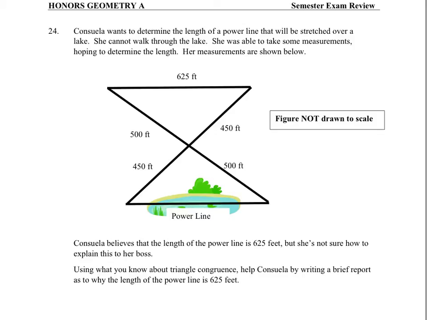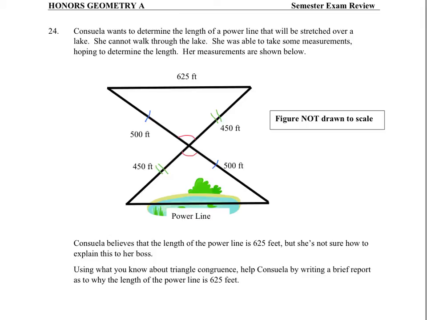Well, if we look at this, we can see that we have 500 feet here and 500 feet here. So this is congruent to this. We have 450 feet here and 450 feet here. So this side is congruent to this side. And we know that this angle is congruent to this because of vertical angles. So this gives us side, angle, side. And side, angle, side proves triangle congruency.